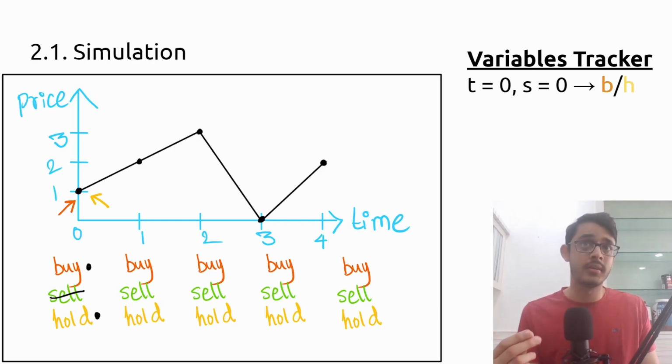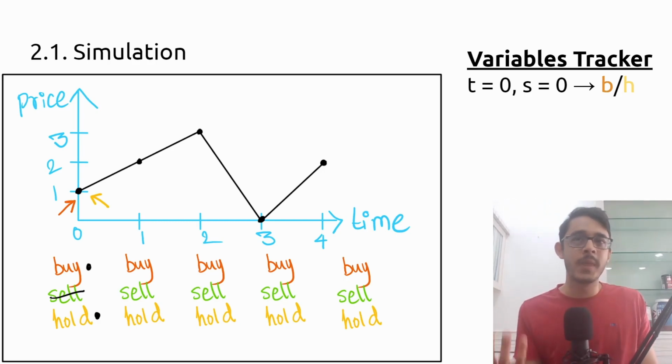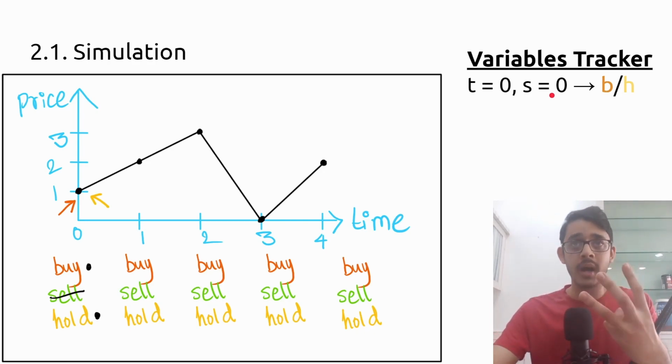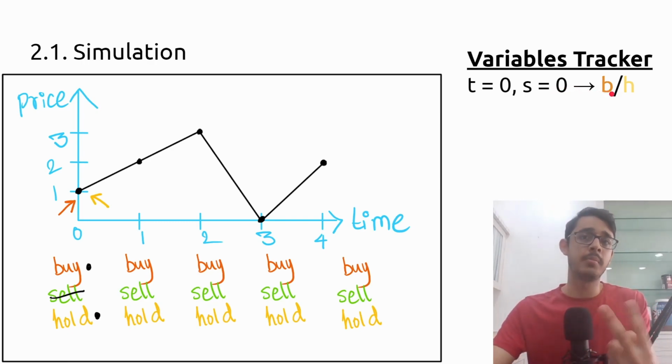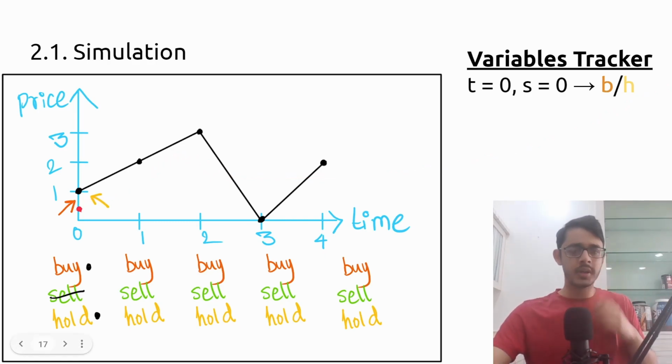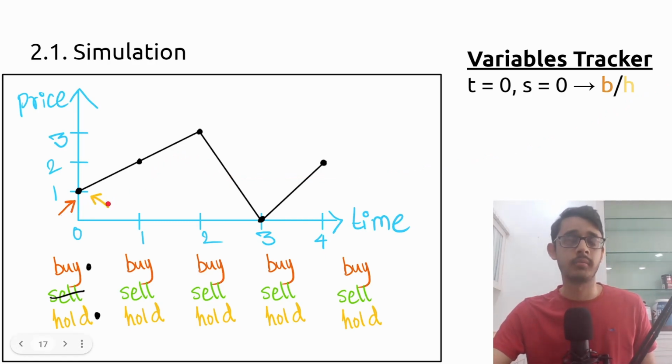I cannot, and I stress, I cannot sell the stock. Why? Because I don't have it. You can only sell the stock if you have some stocks. And we see that the number of stocks with us is 0. So I can't really sell. So while we do have these three options available with us, the only two valid options are either buy or hold. Make sense? And I've written this orange and yellow over here.